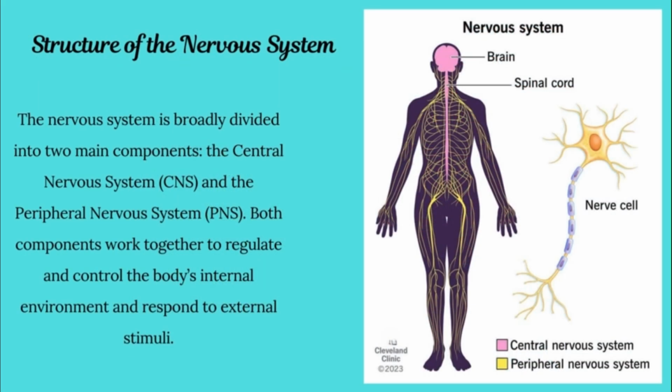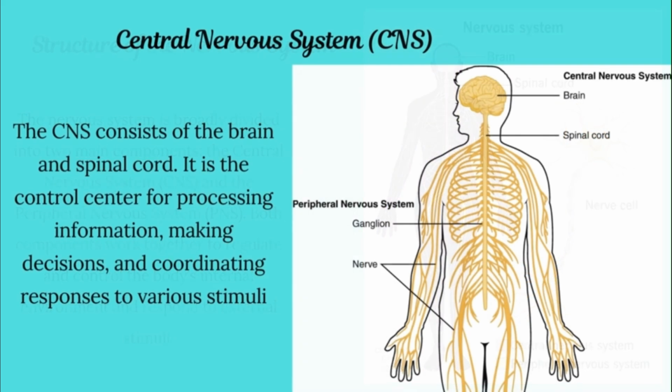Structure of the nervous system. The nervous system is broadly divided into 2 main components: the central nervous system, CNS, and the peripheral nervous system, PNS. Both components work together to regulate and control the body's internal environment and respond to external stimuli. Central nervous system, CNS. The CNS consists of the brain and spinal cord. It is the control center for processing information, making decisions, and coordinating responses to various stimuli.